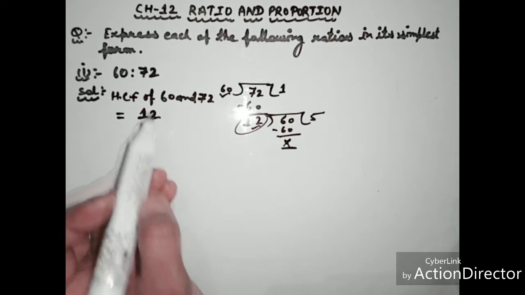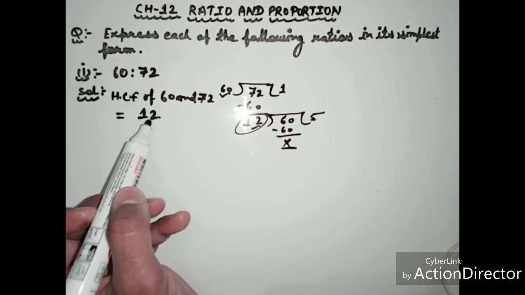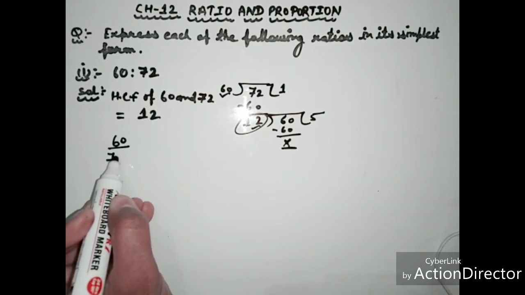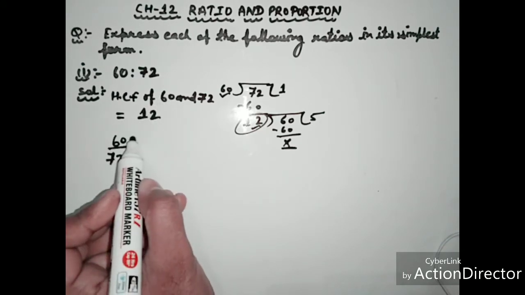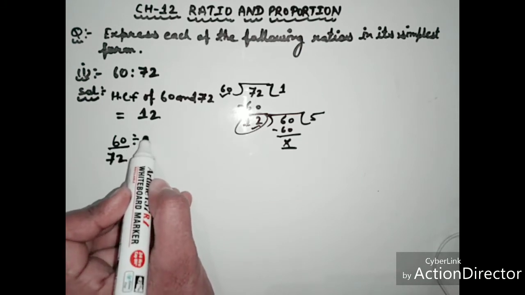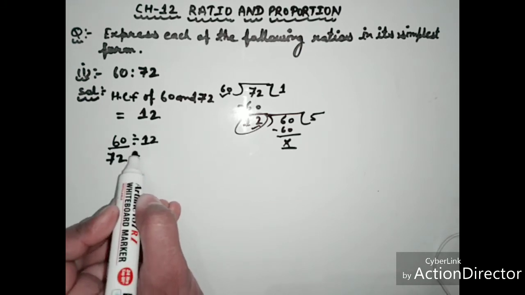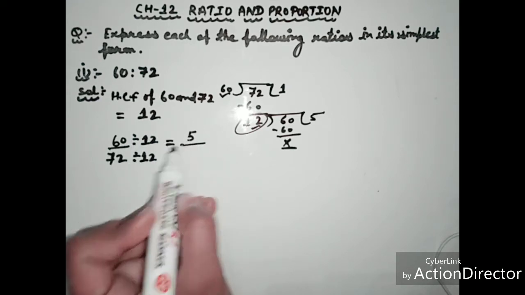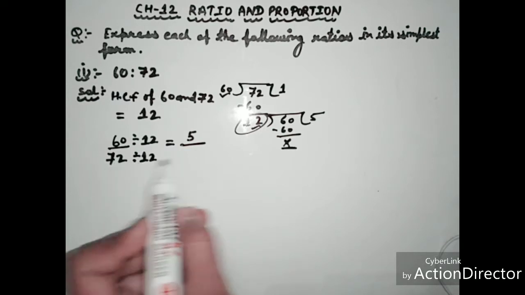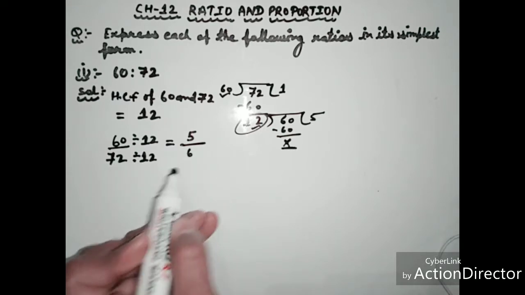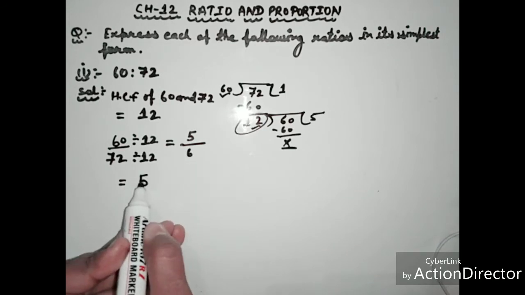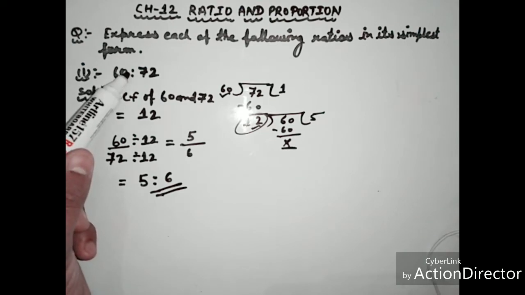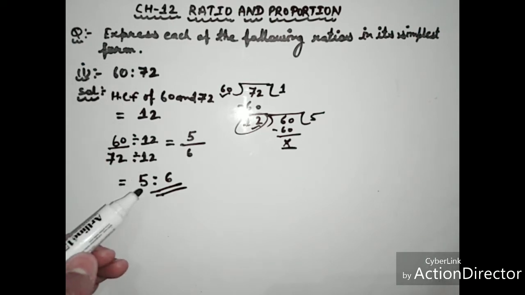Now here we divide 60 and 72 by 12. So here we write 60:72 in a fraction form, 60 upon 72. 60 divided by 12 and 72 divided by 12. 12 5s are 60 and 12 6s are 72. So here we get ratio 5:6. So the simplest form of 60:72 is 5:6.